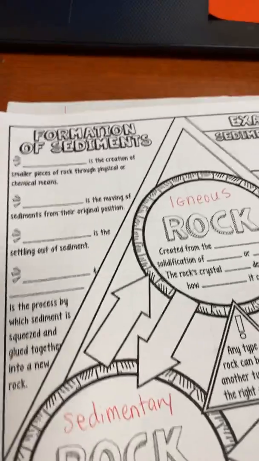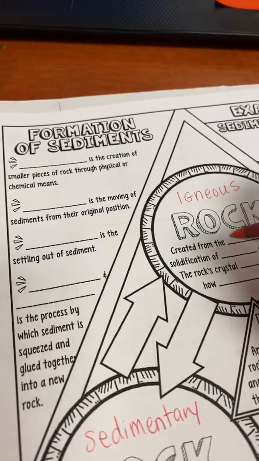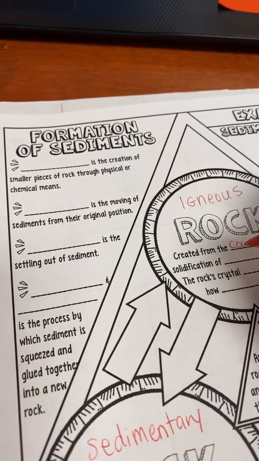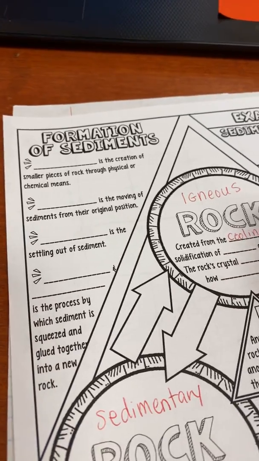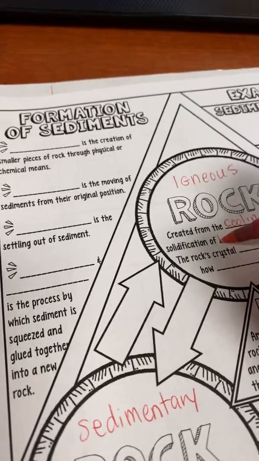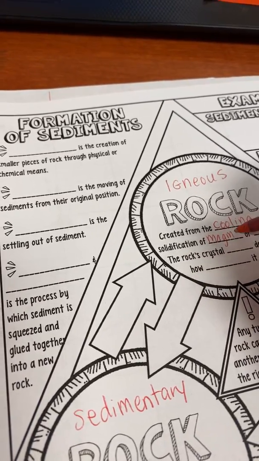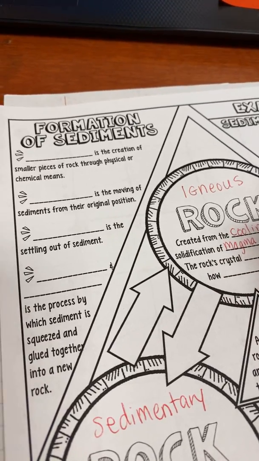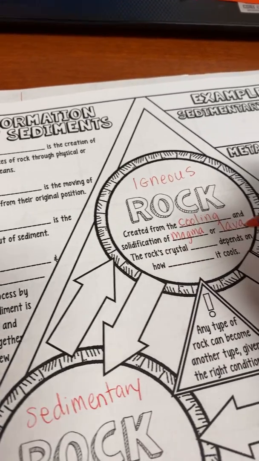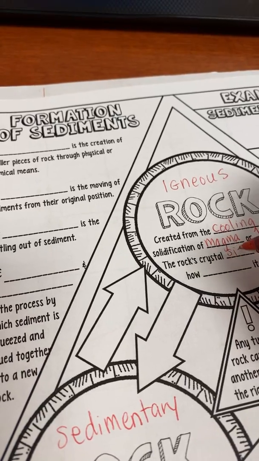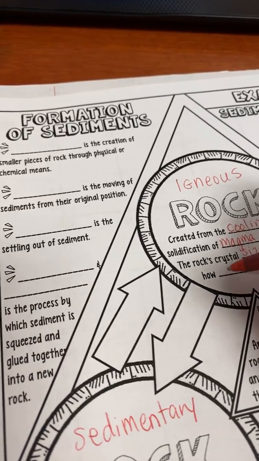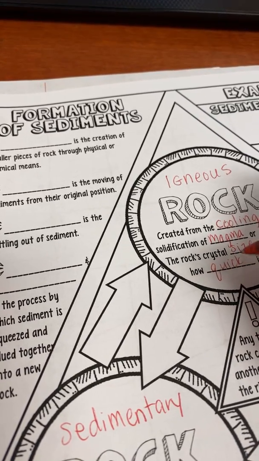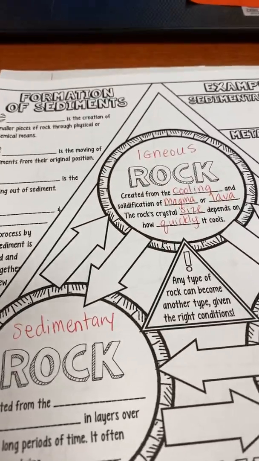So igneous rocks are created from the cooling and solidification of magma or lava. The rock's crystal size depends on how quickly it cools.